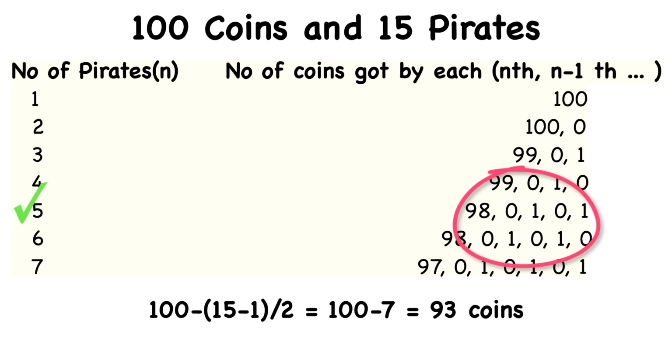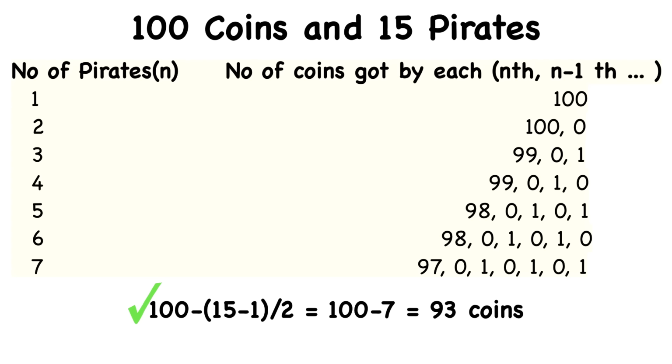Which means that to get the 50% votes, the senior most pirate needs to give (n-1)/2 coins to his juniors, where n is the number of pirates. So the 15th pirate would get 100 minus (15-1)/2, which equals 100 minus 7, equal to 93 coins. And from the pattern, the 14th pirate would not get any coin. 13, 11, 9, 7, 5, 3 and the first pirate would get 1 coin each. So this is how we have to identify the number of coins each will get for this kind of puzzle.